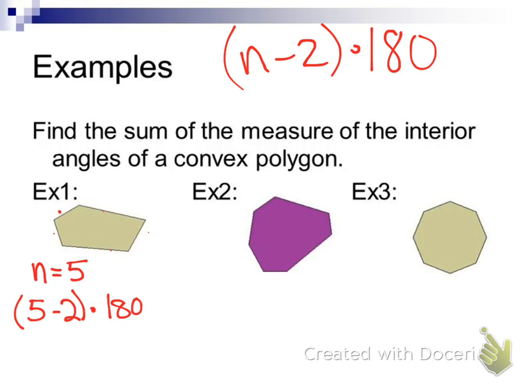Now, there's two ways you can type this in your calculator. You can do n minus 2 equals times 180, or you can use parentheses. But if you don't use the parentheses around the 5 and the 2, it'll do the order of operations like 2 times 180, and then subtract that from 5. So just be careful. You either need to do this first, hit the equal sign, times 180, or you need to use parentheses. Either way will be fine. Does anyone have an answer for me?